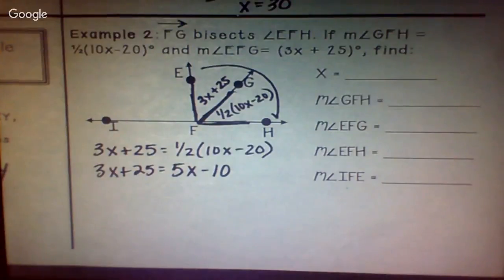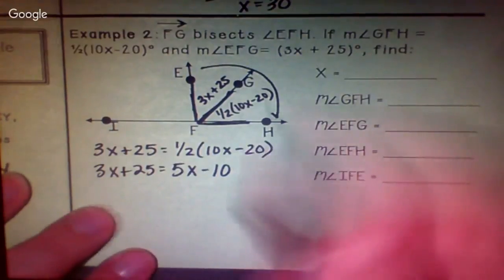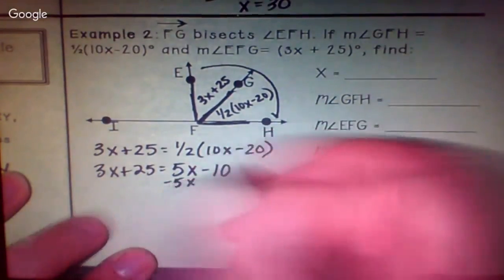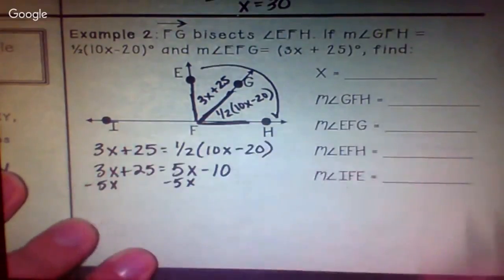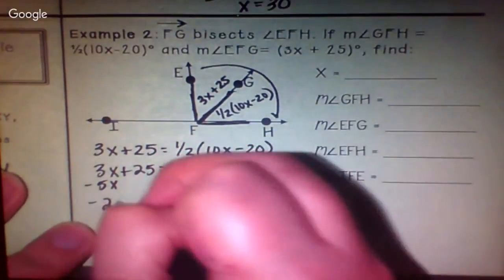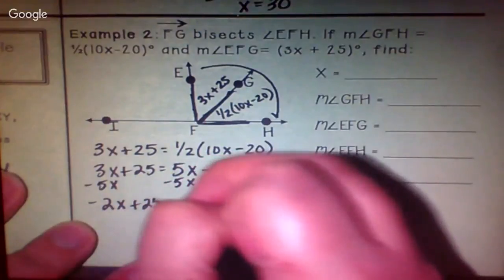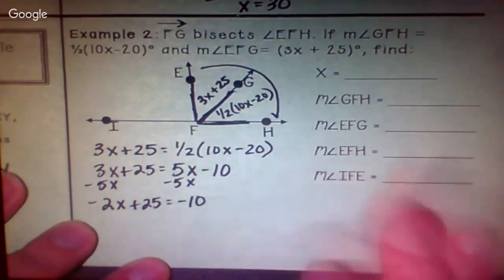Dewan, what's the first thing you want to move to get x by itself, friend? You want to get rid of that 5. If I want to get rid of that 5, what do I have to do? Subtract it. So Dewan says he wants to get rid of the 5. That leaves me with negative 2x plus 25 equals negative 10.